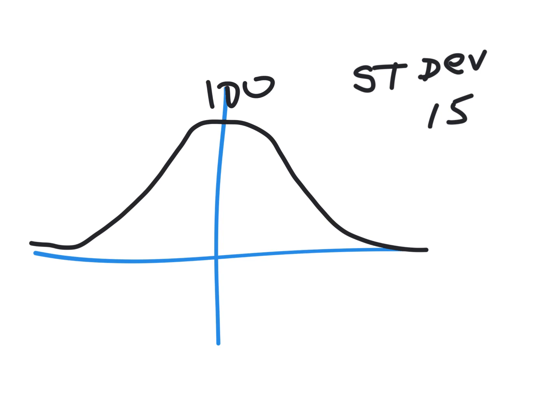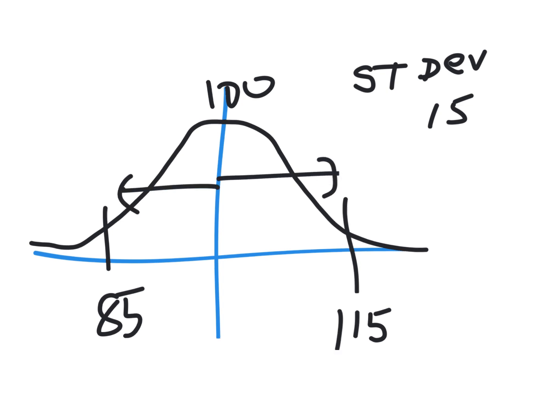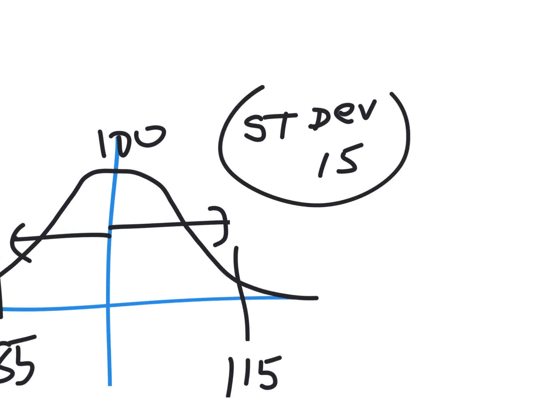That doesn't mean everybody's at 115 or 85, but those are the most common two, because those are one standard deviation away. They're not the most common IQ scores, I shouldn't say that, but there's a lot of people that'll fall in this range. So, moral of the story, this is fairly spread out.